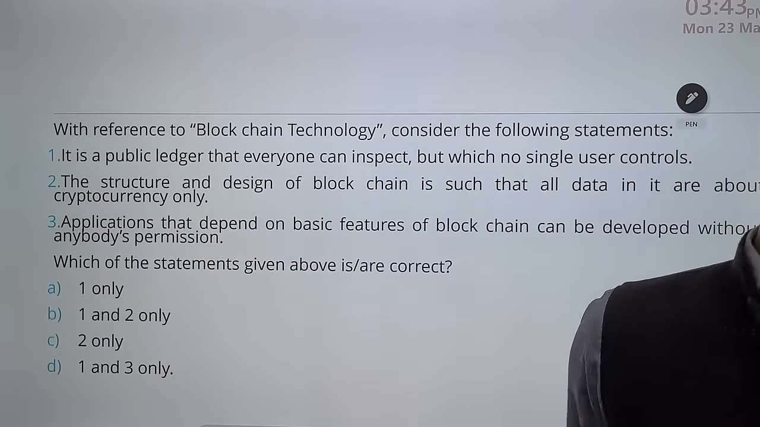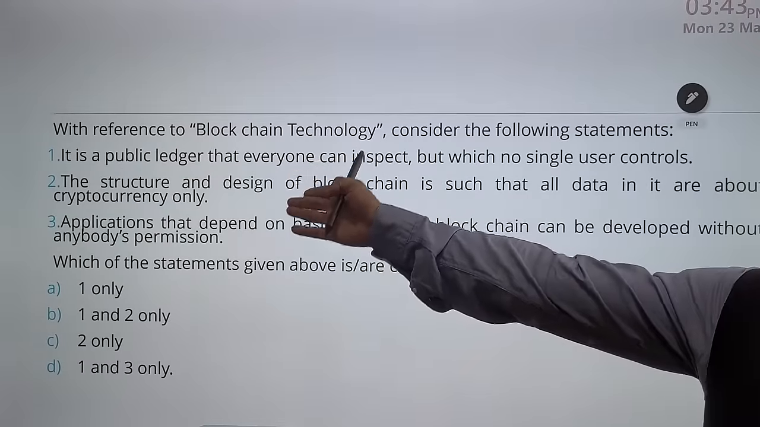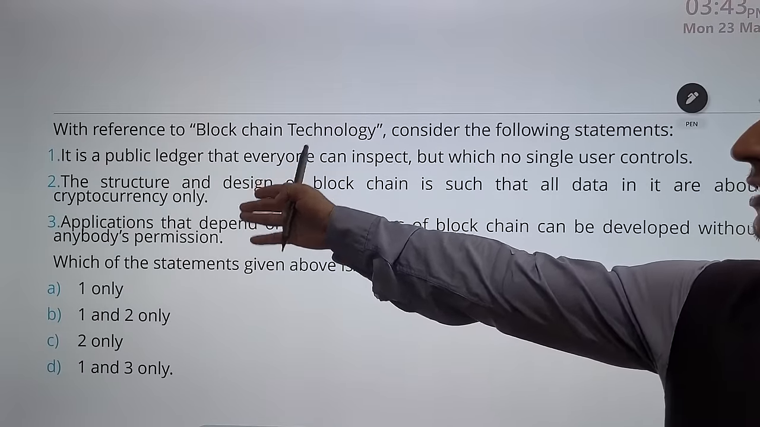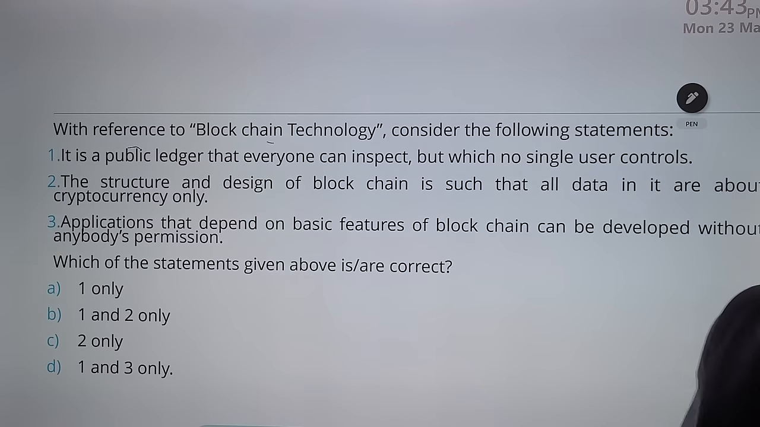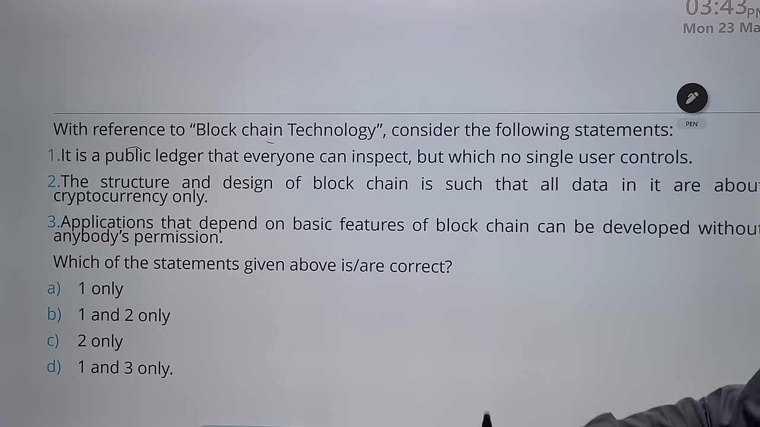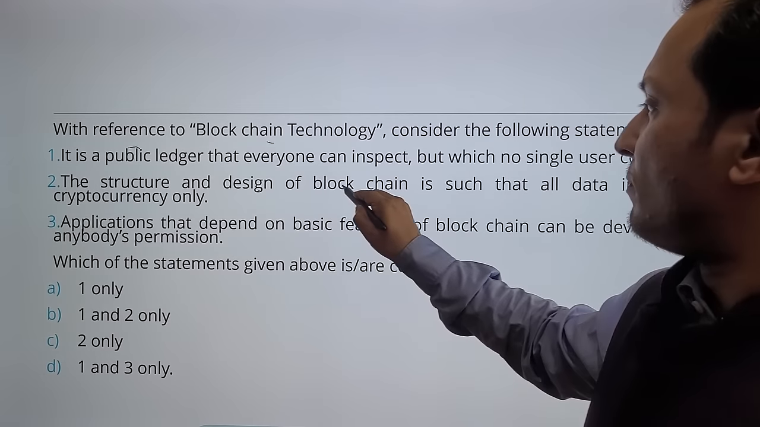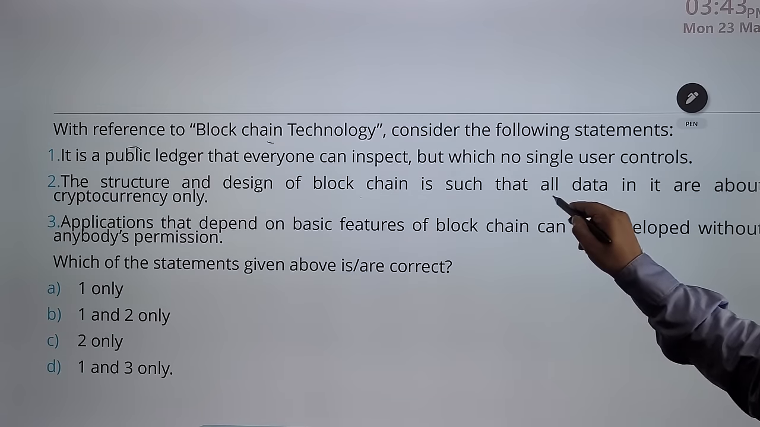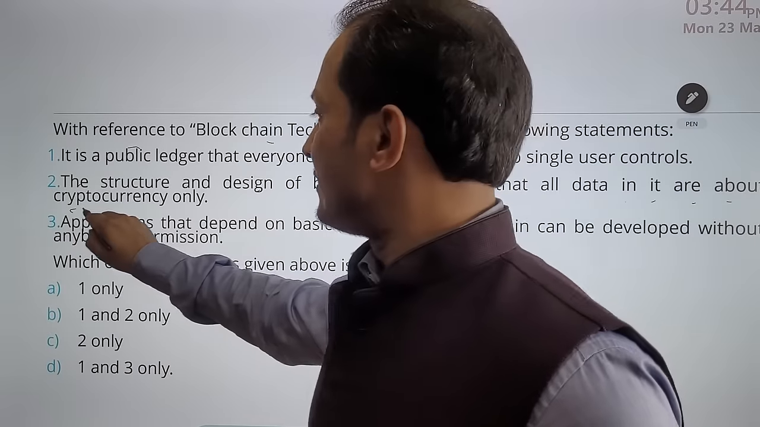Read this next question. This question is a recent one which came in 2021 or 2022. It is with reference to blockchain technology. Consider the following statements. Here also there is a statement, statement 2: the structure and the design of the blockchain is such that all the data in it are about cryptocurrency only.